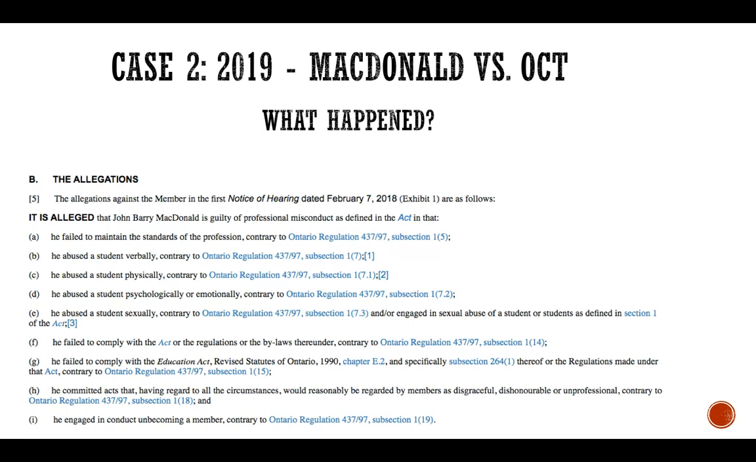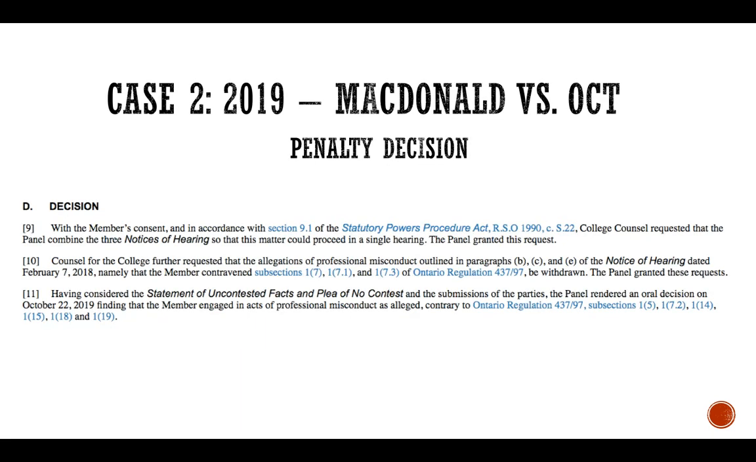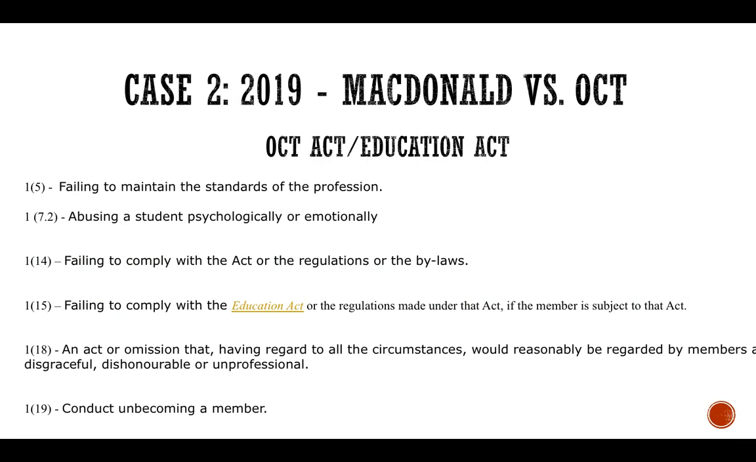It's McDonald versus OCT. In this case, it is alleged that McDonald is guilty of professional misconduct outlined in the Education Act. More specifically, he failed to meet the standards of the profession, abused a student verbally, physically, psychologically, and sexually, and he failed to comply with various sections of the Education Act. After reviewing the case, the penalty decision was the suspension of his certificate for 20 months. Additionally, he had to attend a course as well on professional boundaries and boundary violations with students and colleagues. These 6 regulations were outlined in the decision of the case and show what OCT regulations were not met.